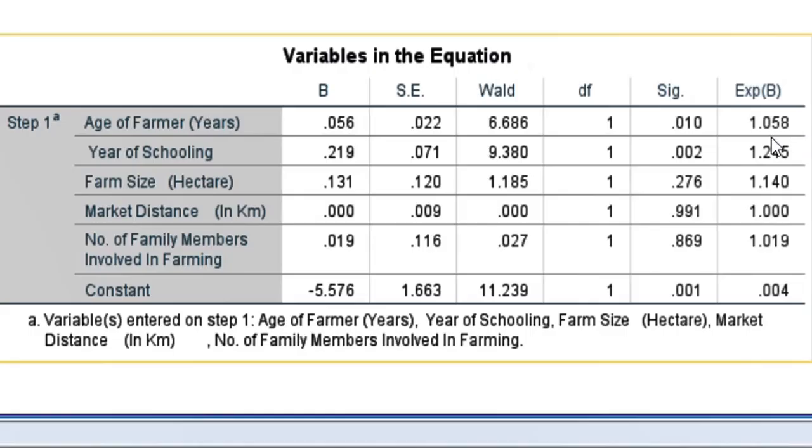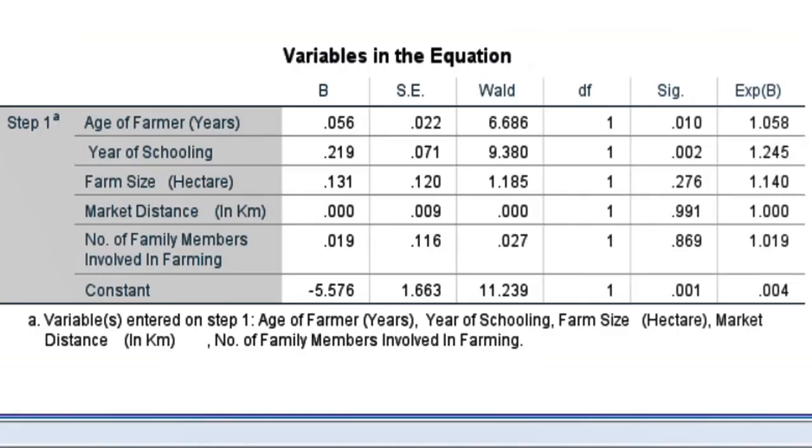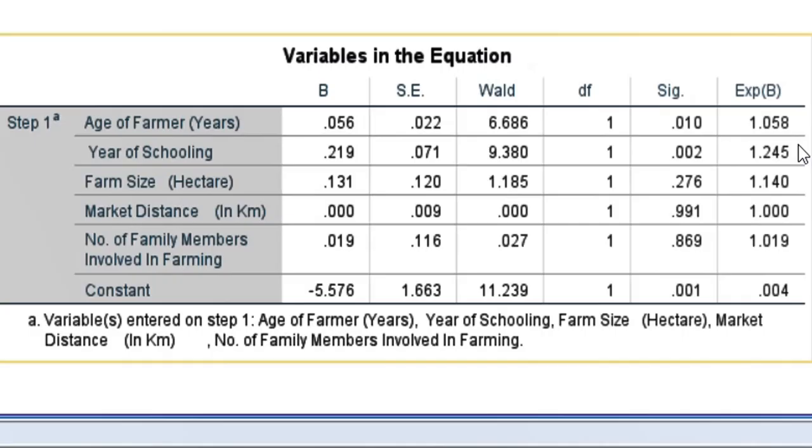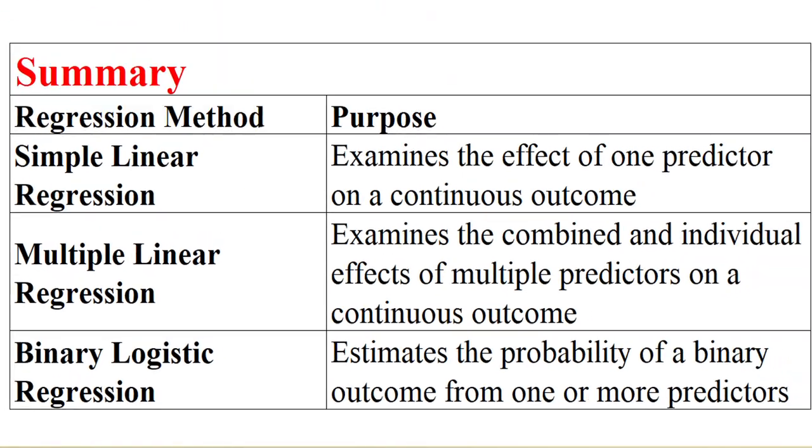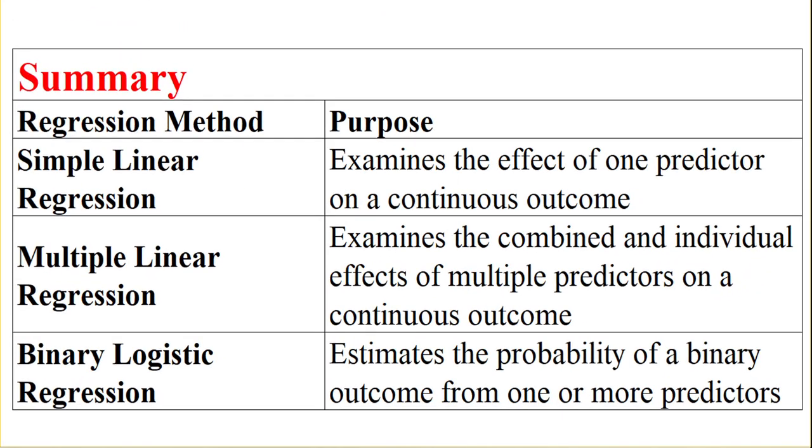This means years of schooling is the most important factor in adoption of organic farming in this example and affects the decision of a farmer whether he or she will adopt organic farming or not. In this manner, we can provide interpretation of binary logistic regression analysis.